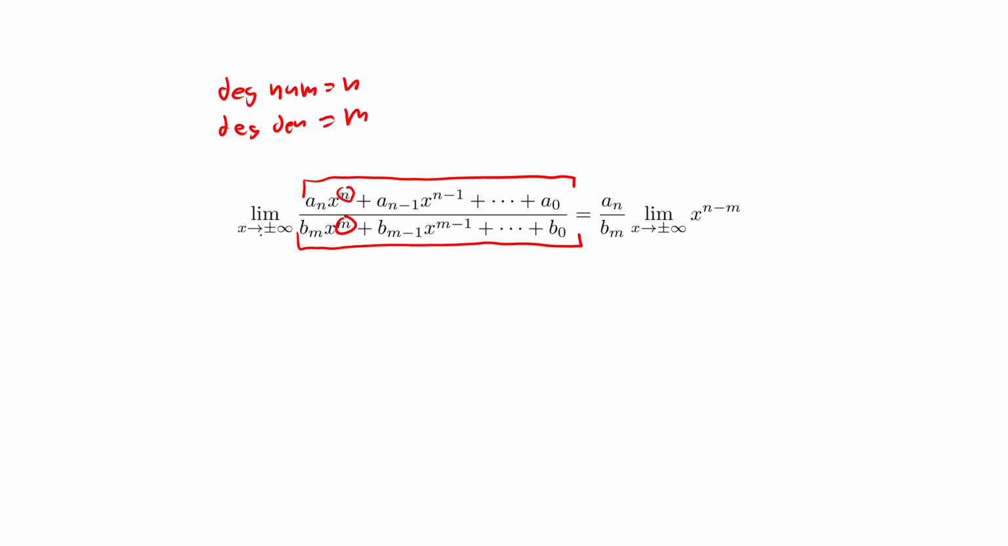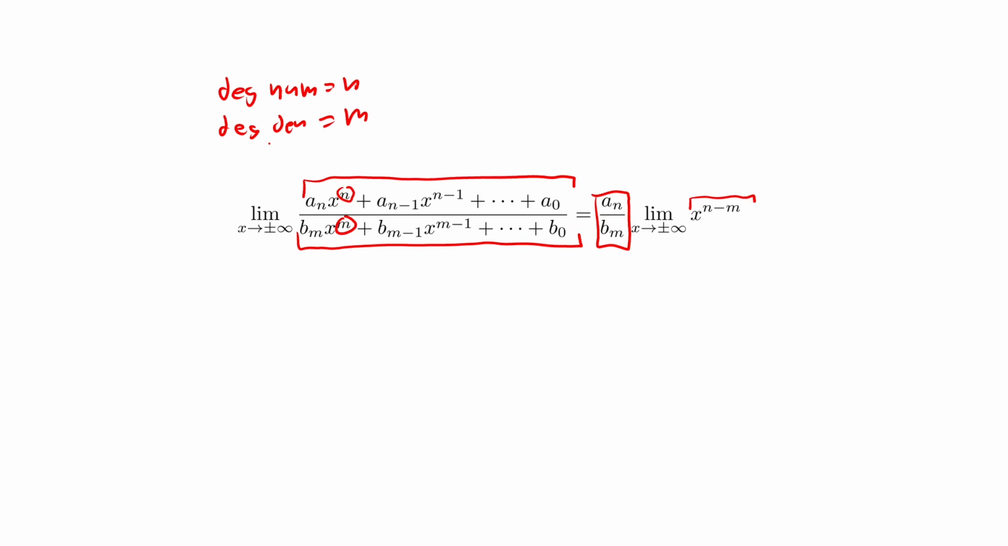To find this limit at plus or minus infinity, all we do is take the ratio of the lead coefficients, and multiply it by the limit as x approaches either plus or minus infinity of whatever the difference in the lead terms is.